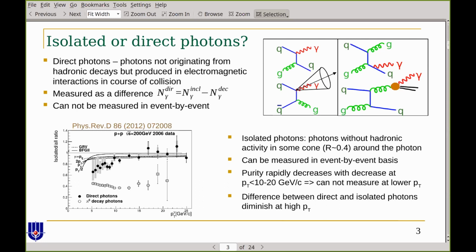But at low PT, we have a larger and larger contribution of fragmentation and Bremsstrahlung. As well, we have more and more photons which came from decays and still pass the isolation criteria. So in reality, it is not possible to go to very low PT. At PHENIX or at RHIC energies, one cannot go below 5 GeV. At LHC energy, one cannot go below 10 GeV. So there is some similarity and difference between direct and isolated photons.